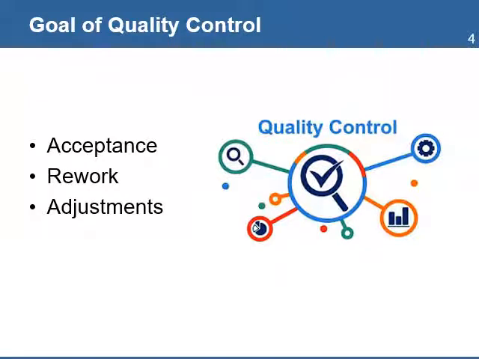The goal of quality control is to determine if there are variances in the deliverables and determine the need for corrective actions in the project. This includes acceptance of deliverables to beneficiaries, rework of any deliverables that do not meet the quality standards, and adjustments in the processes that produce the faulty deliverable.